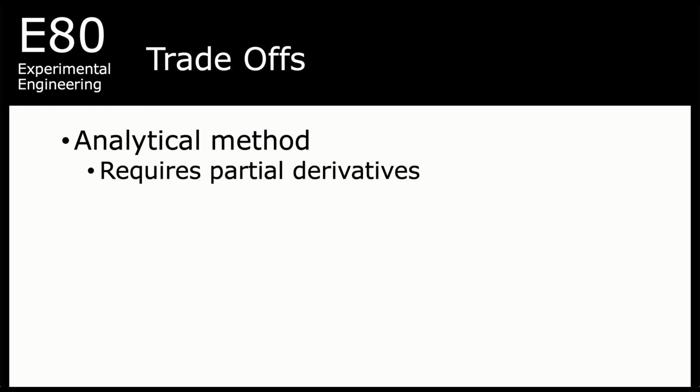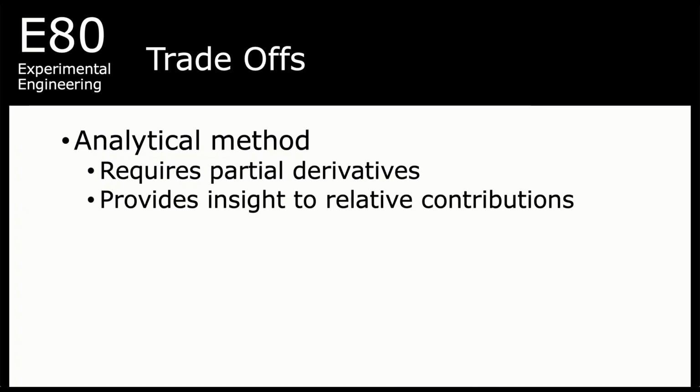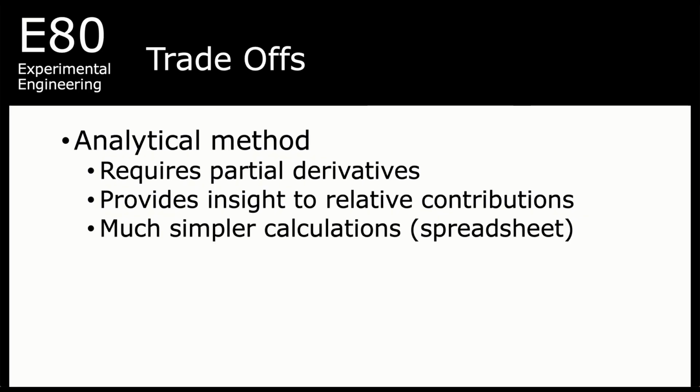What are the trade-offs between the analytical method and the numerical method? The analytical method requires calculating partial derivatives, which can be a challenge, but a symbolic math program such as Mathematica can make the process much faster and easier. The analytical method can provide insight into the relative contributions or the sensitivity of the uncertainties in each variable to the overall uncertainty. It also results in a much simpler and cleaner spreadsheet for calculating the results.